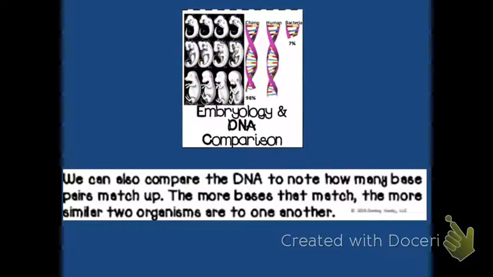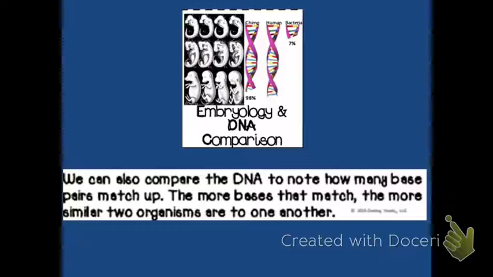Right, now in addition to comparing embryology of living organisms, we can also compare DNA. Okay, so we've studied DNA. We know that DNA has 4 bases, adenine, guanine, thymine, and cytosine, and we know that the order of those bases determines the genetic makeup of the organism. Okay, so we can change the order of those bases only slightly to go from a chimpanzee to a human, or from a human to a bacteria.